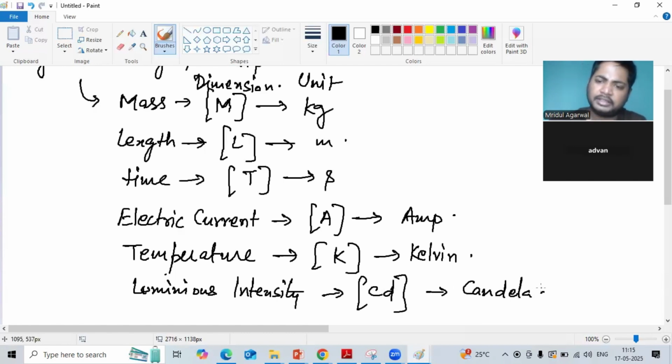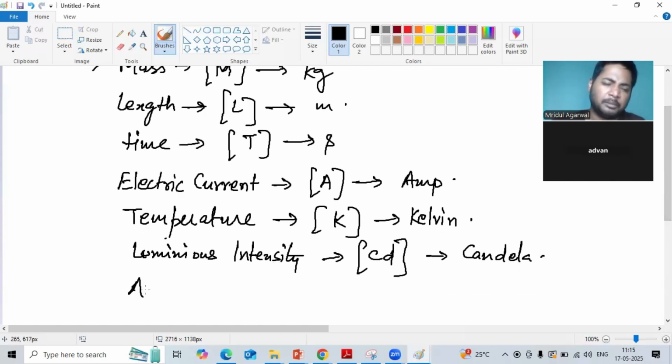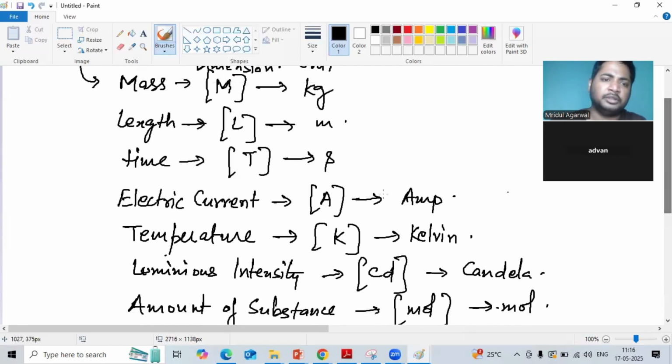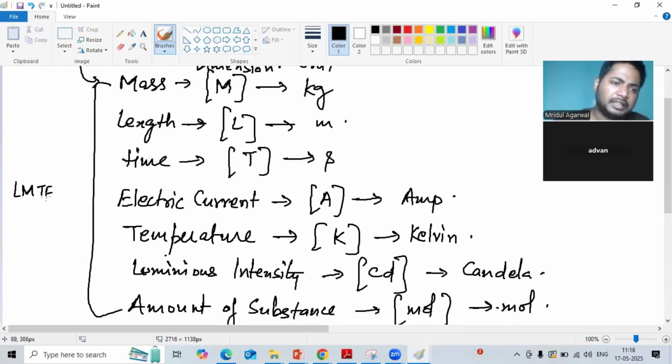And then the next unit is amount of substance, correct? Amount of substance is given in moles, isn't it? So these are your 7 basic fundamental units. Okay, you can remember it with an acronym, that is length, mass, time, electric current, temperature, luminous intensity, and amount of substance. Ampere is the current.